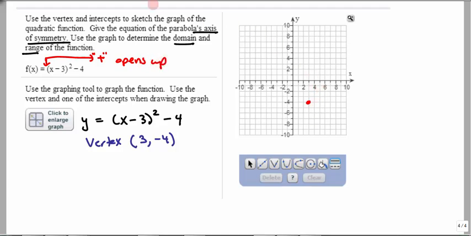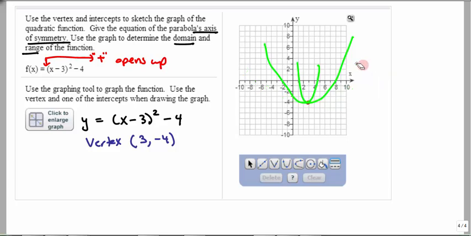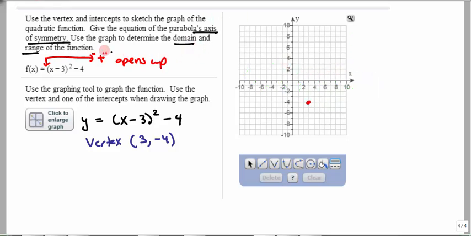Well, the problem is I don't know how wide it is. Is it this wide, or is it this wide, or is it really wide? I don't know which one of those is correct, and so that's why I have to go through and find a little bit more information here. I need to figure out how wide this is using the intercepts. Okay, so let's go ahead and talk about finding those intercepts.